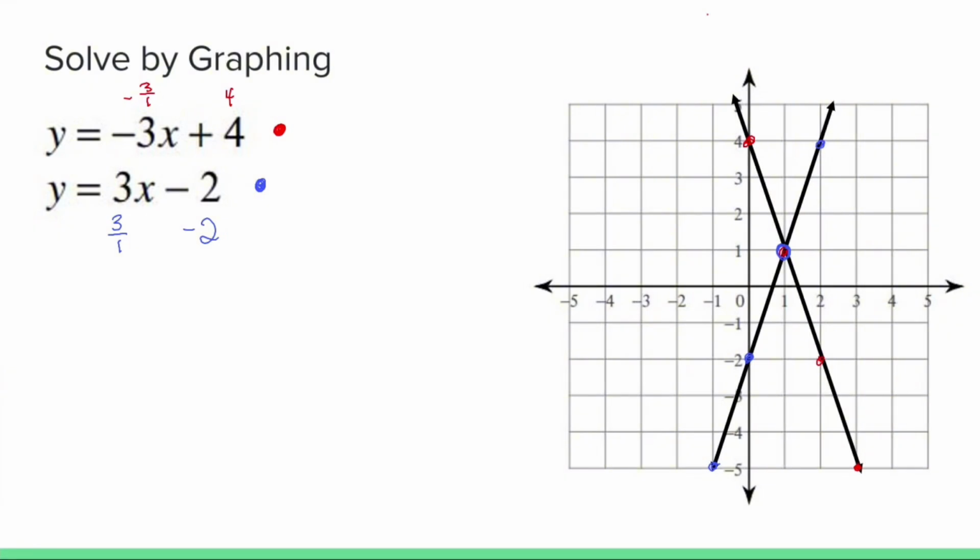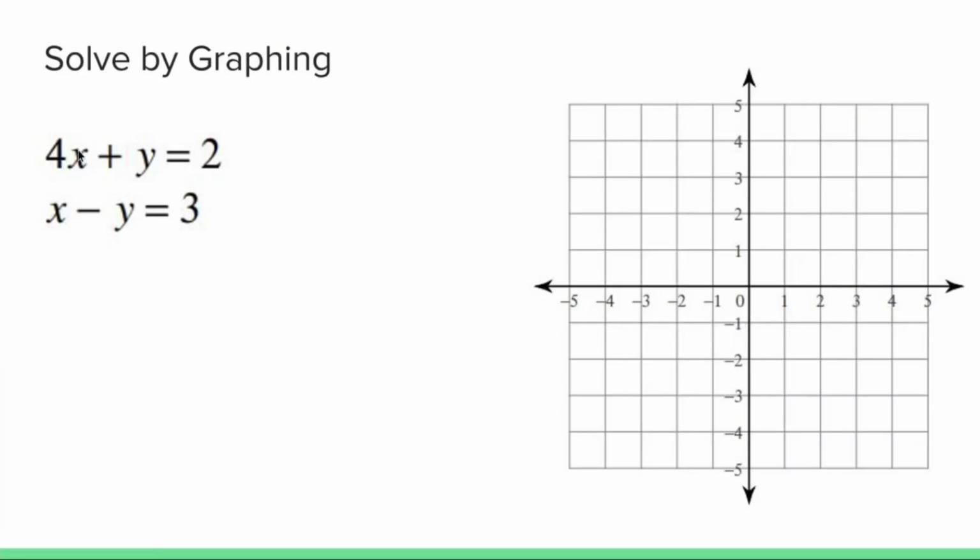And we have these lines intersecting at that point that I just made in purple. That point that I just made in purple is the point 1, 1, which means the solution to this system of equations is 1, 1.